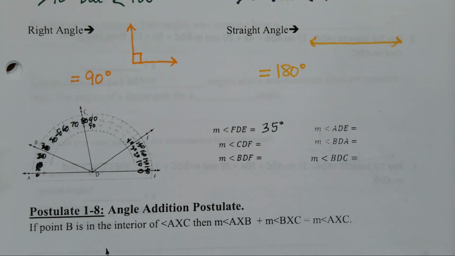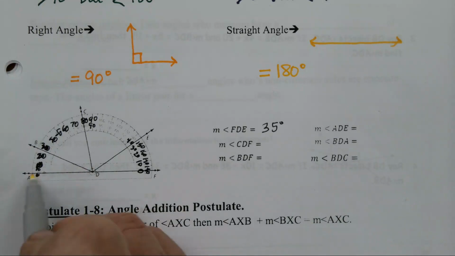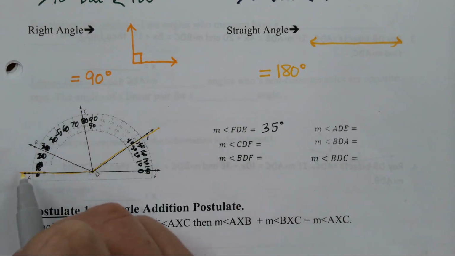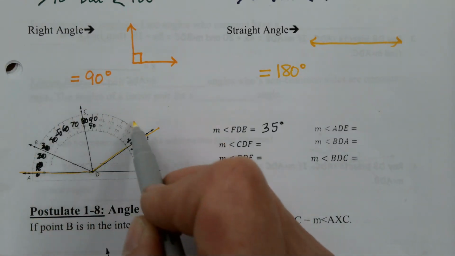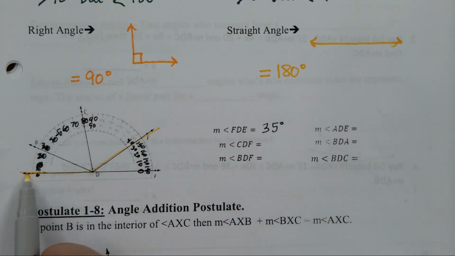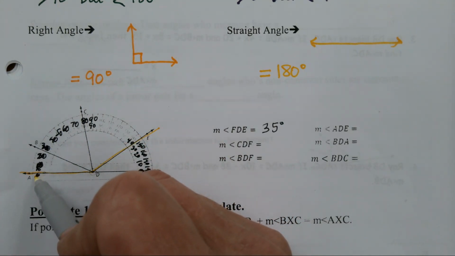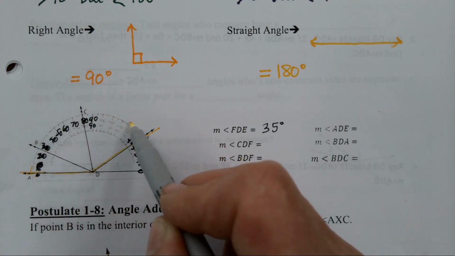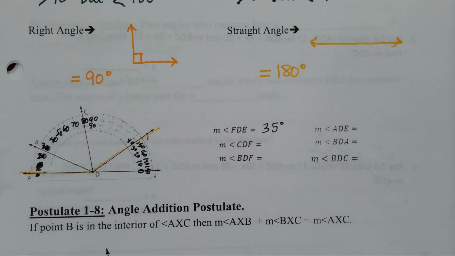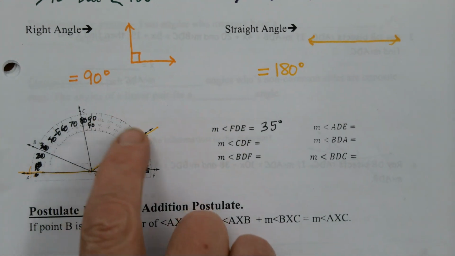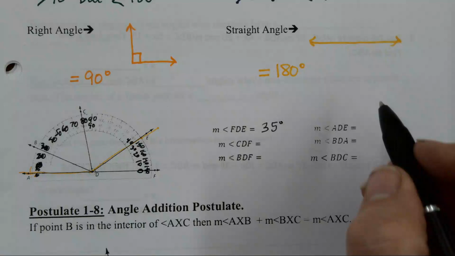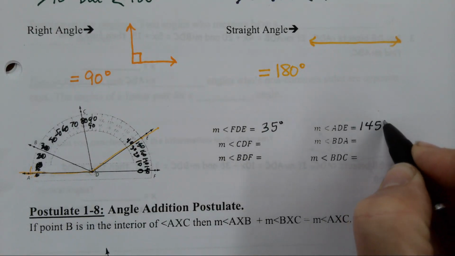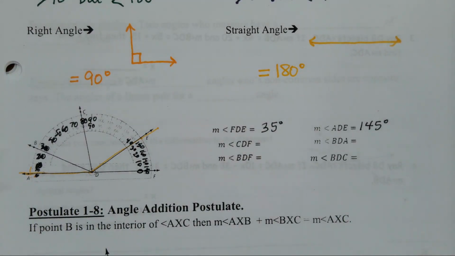If I'm going to measure ADE, now I'm going to start on the other side because A is down here, so I have to start at 0 on this side and follow it around. That means I'm going to use the outside measures. That makes it look like it's somewhere between 140 and 150. So we'd call that about 145 degrees, just approximating.